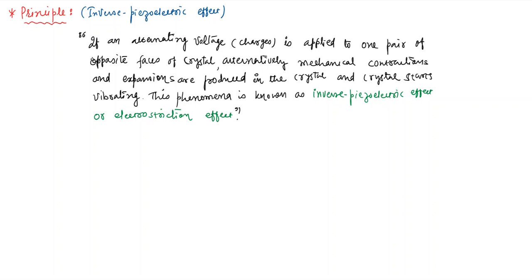Now see, let us read it once again. If an alternating voltage or charges is applied to one pair of opposite faces of a crystal like quartz, tourmaline, etc., alternately we get mechanical contraction. Now you know that contraction means संकोचन and expansion means विस्तरण. I have not written it in Gujarati right now. So mechanical contractions and expansions are produced in the crystal, and therefore the crystal starts vibrating. This phenomenon of vibration of the crystal by applying alternating voltage or charges is known as the inverse piezoelectric effect, or the electrostriction effect.